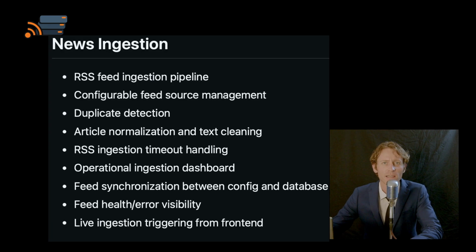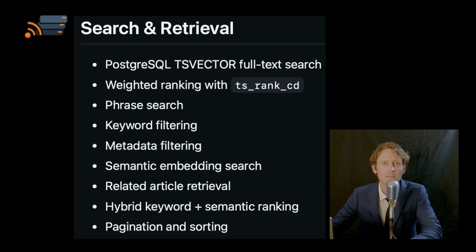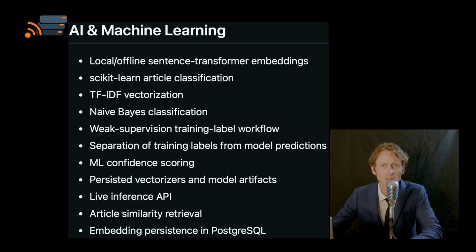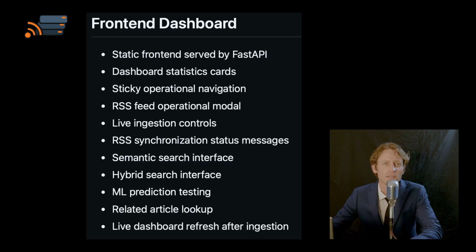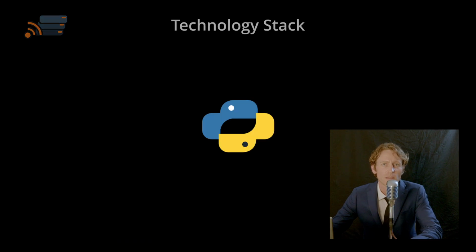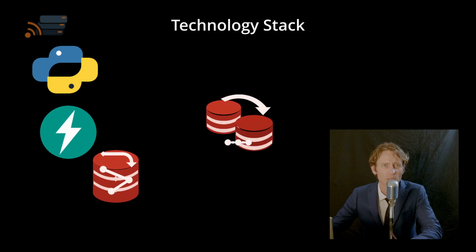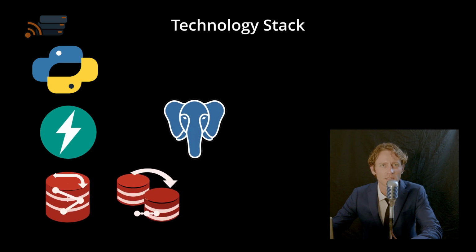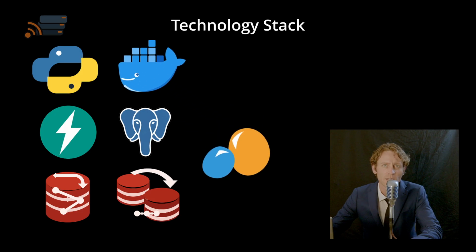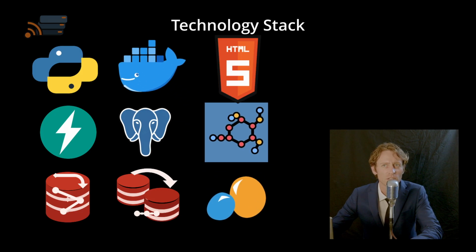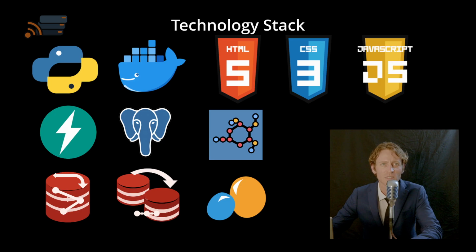SignalStack includes RSS feed ingestion, article deduplication, text cleaning, Postgres full text search, semantic search, hybrid retrieval, machine learning classification, confidence scoring, and dashboard visibility. The technology stack includes Python, FastAPI, SQLAlchemy, Alembic, Postgres database, Docker, scikit-learn, sentence transformers, HTML, CSS, and JavaScript.